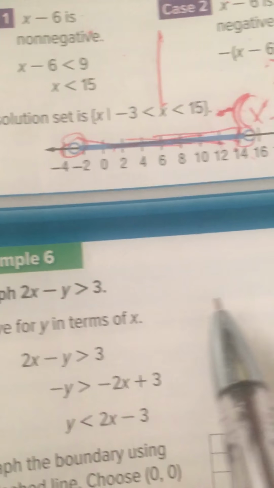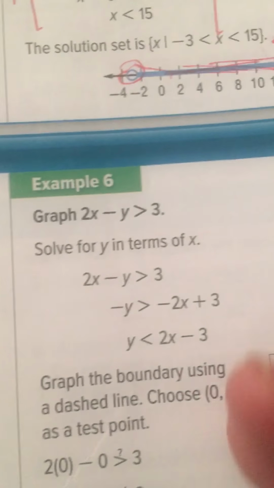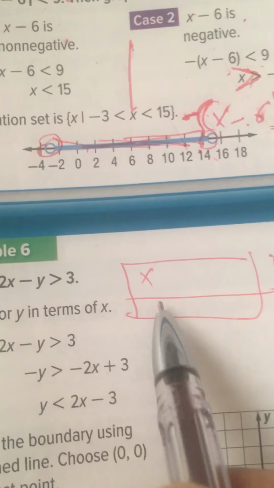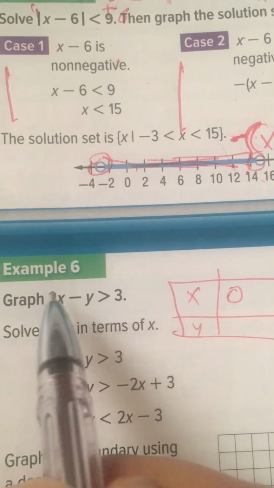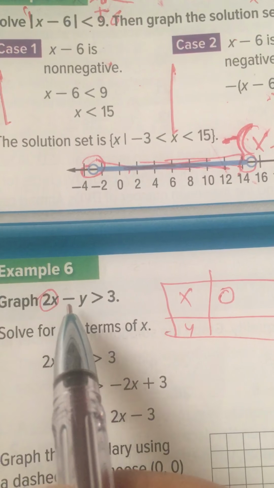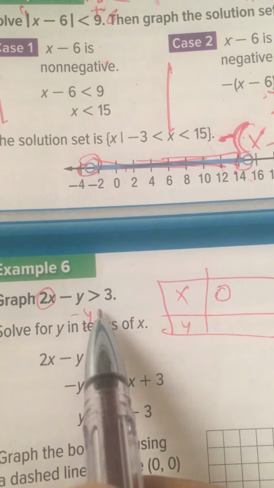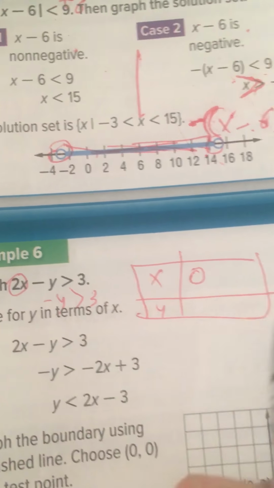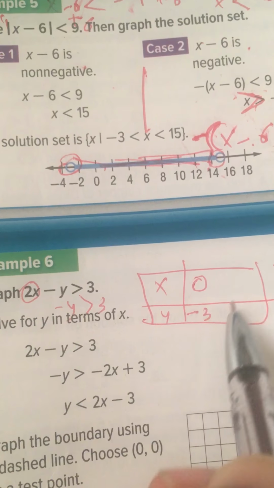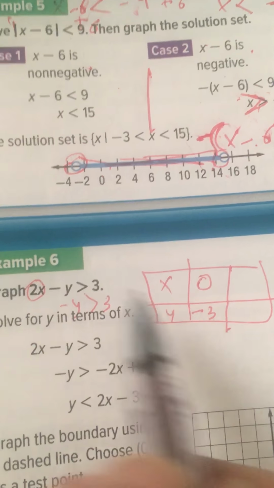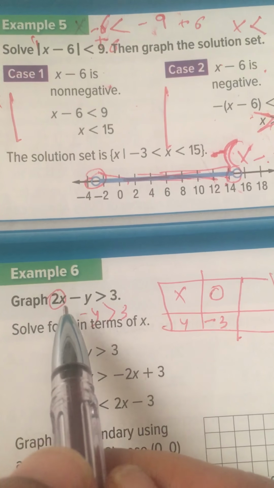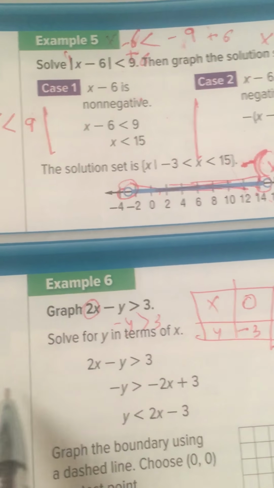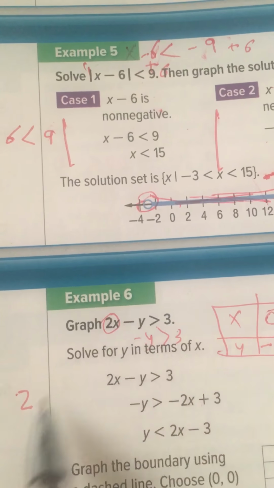To graph, I will make a table. I write x and y. x is 0. When I write x is 0, so minus y is 3. Divide by minus 1. So it will be minus 3. I can write x is 1, for example. 2 times 1 is 2.